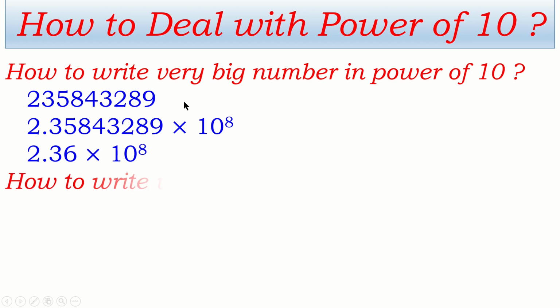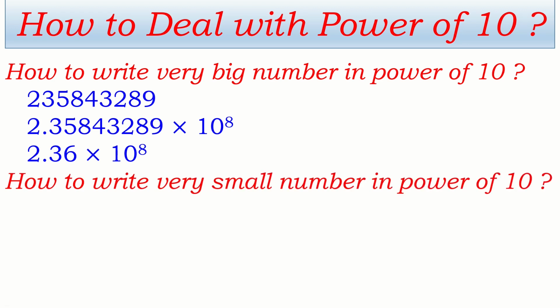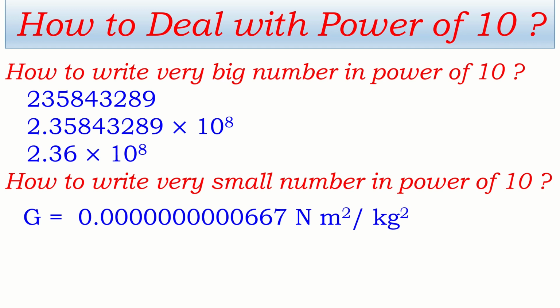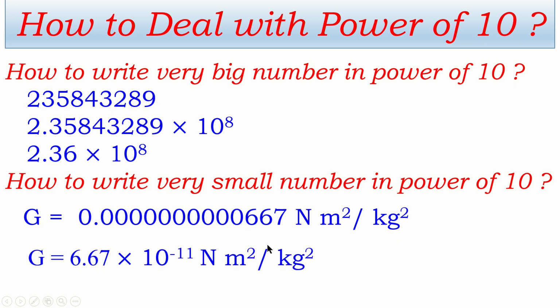Okay, now how to write a very small number in power of 10. Let's say this is a very small number. After the decimal point there are so many zeros and then 667 comes. This is the value of the gravitational constant. And this very small number, how can we write in power of 10? We can write this way.